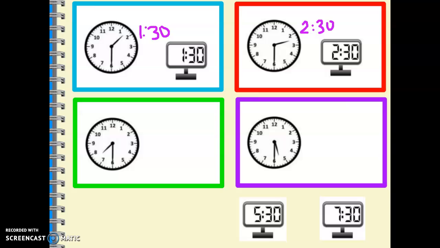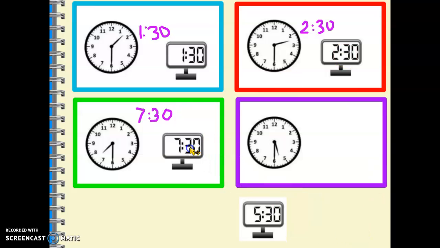Let's move on to this one right here. Let's look at the hour hand. It is between the 7 and the 8. So it's not quite 8 yet. So it's still 7. And then the minute hand is on the 6. So that means that it is 7:30. This clock says 7:30.